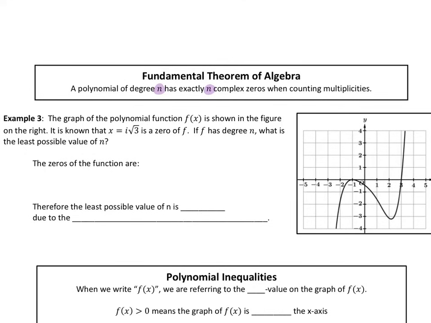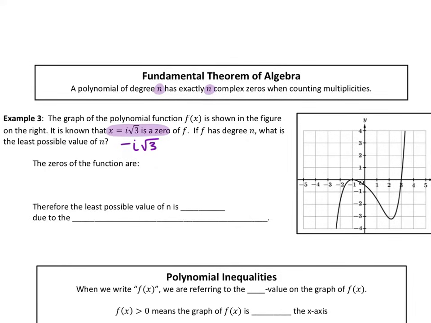So, for example, the graph of the polynomial function f of x is shown in the figure on the right. It is known that x equal to i square root of 3 is a 0 of f. Automatically, your brain should see, if this is a 0, what is also a 0? Negative i root 3 is also a 0. We got to know that. The question then asks, if f is degree n, what is the least possible value of n? Basically, what could the degree be?